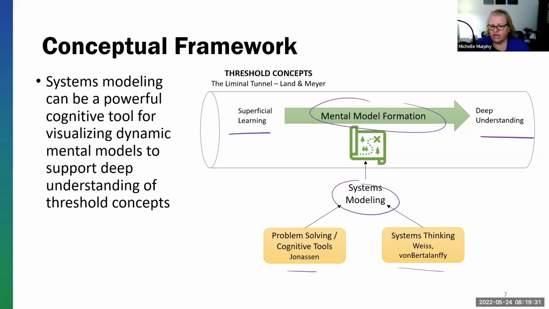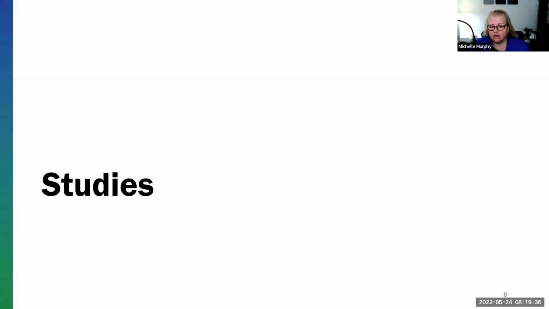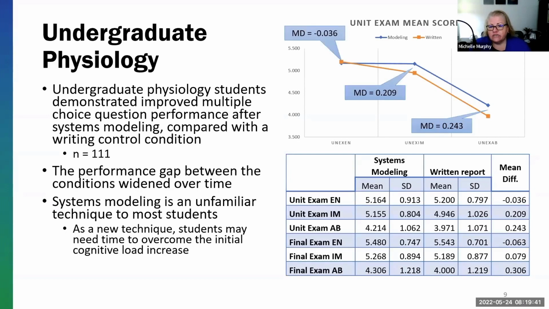So now, where did we use this? We've done studies using systems modeling and the impact that systems modeling has on student achievement. The first study that we did was an undergraduate physiology course. This was pre-COVID, it was 2019. We had 111 students that agreed to participate in this study. They were students of mine at the undergraduate level. They demonstrated improved test scores after systems modeling compared with a writing condition.